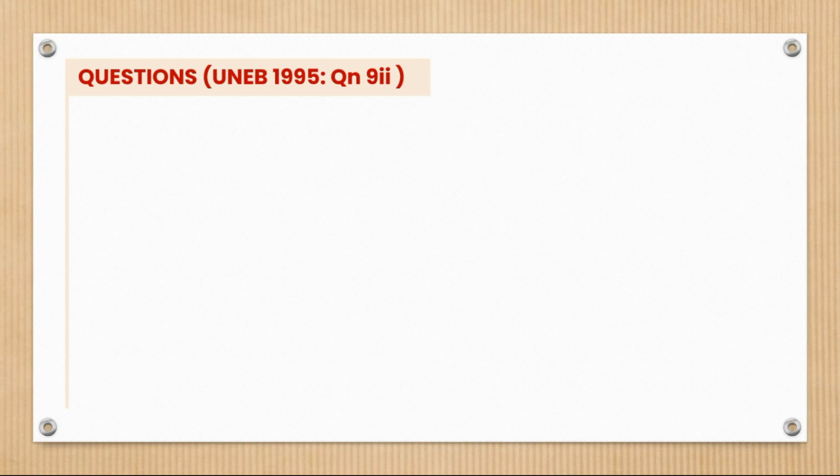Alright, so another question. This is a question from UNEB 1995, question 9.2. Now we're going to look at an example where integrating by parts is simply just a step. We're being told to find the integral of 3 to the power root of 2x minus 1 dx.